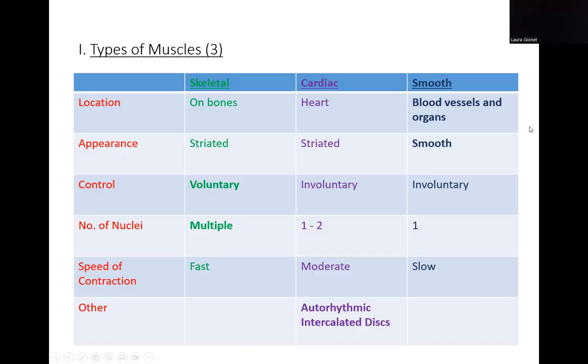Smooth muscle is found in blood vessels and other organs. Its appearance is smooth. It too is under involuntary nerve control, with one nucleus, and the speed of contraction is slow. So I really love these charts, and if I create them, I generally ask questions from it. This puts everything on one page for you to study from.